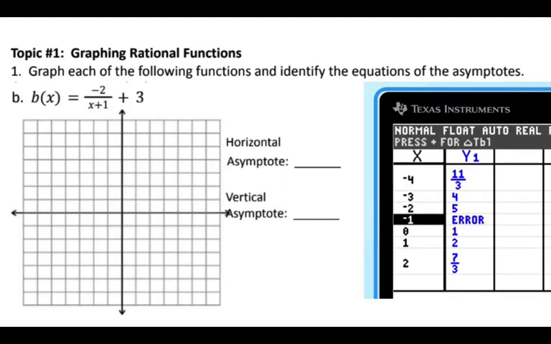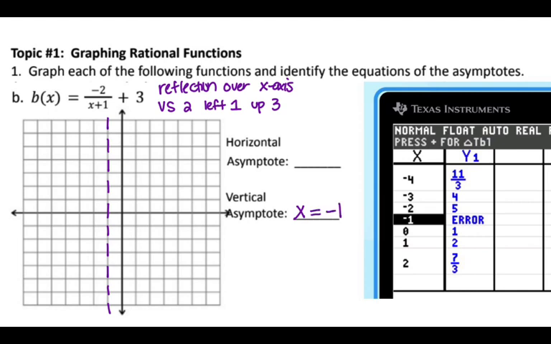Let's do another one. So 1B, what I notice is I do have this negative. So if I list my transformations, I have a reflection over the x-axis. I also have a vertical stretch of 2, and I am moving to the left 1 and up 3. So let's go ahead and adjust our asymptote. I'm moving to the left 1, so that shifts my vertical asymptote to the left 1, and that equation is going to be x equals -1.